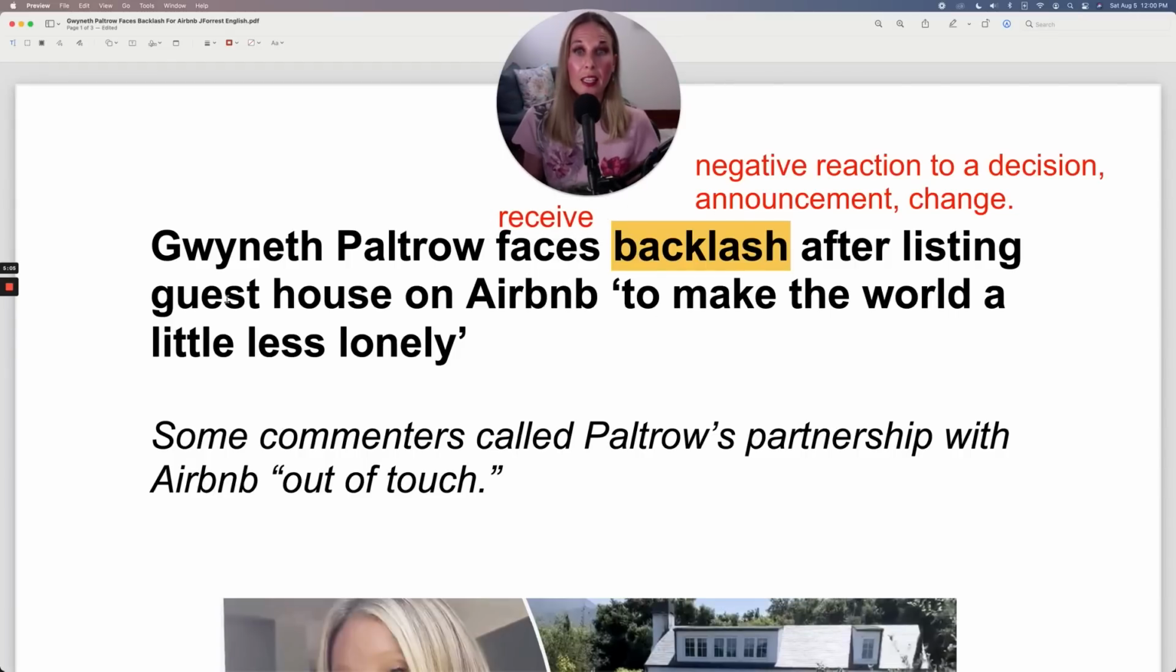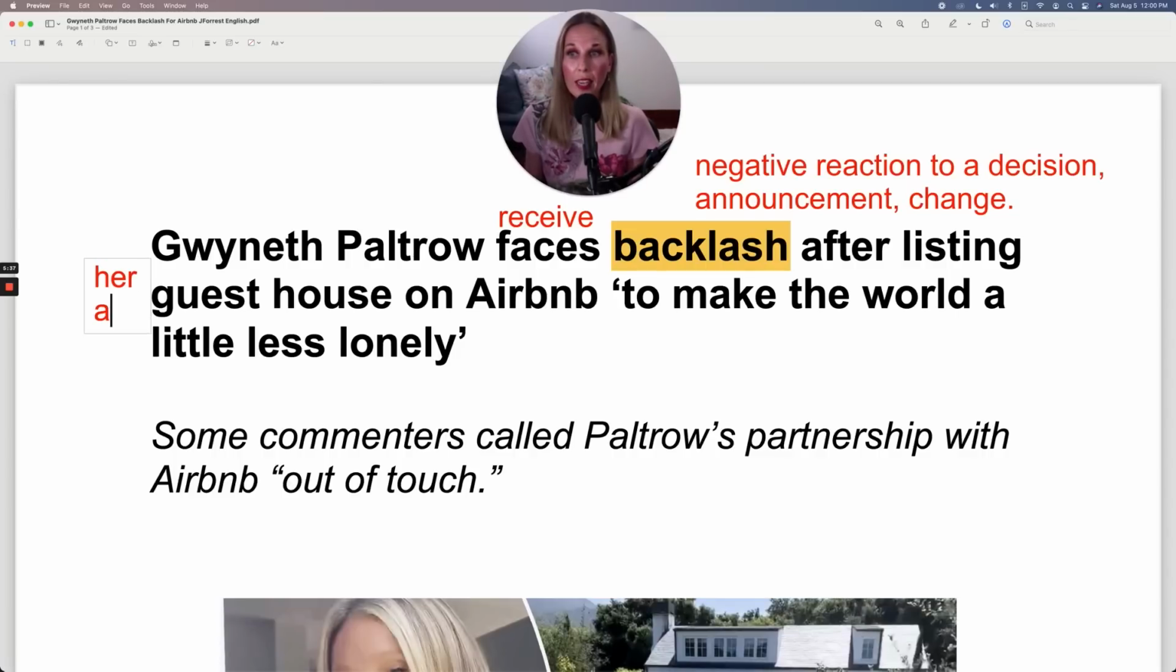After listing guest house, in headlines of articles, they will omit certain grammatical structures like articles. So this is a news article, but an article in the English language is the, or an. So in this case, guest house, this is a singular countable noun. So grammatically, I actually need to have an article. After listing her guest house, because it belongs to her, that would be the correct choice.